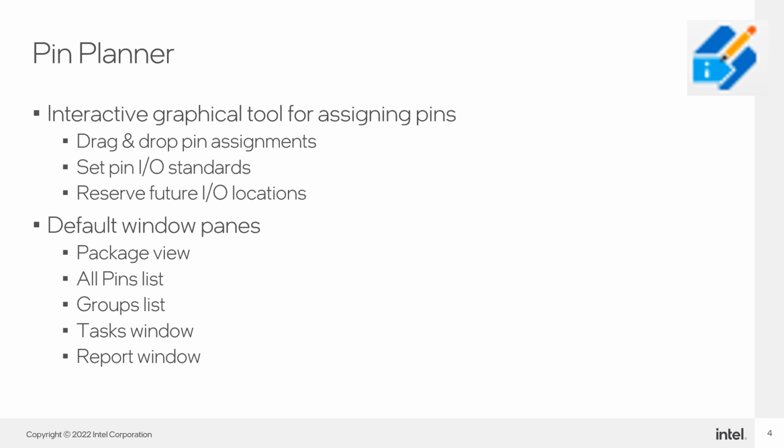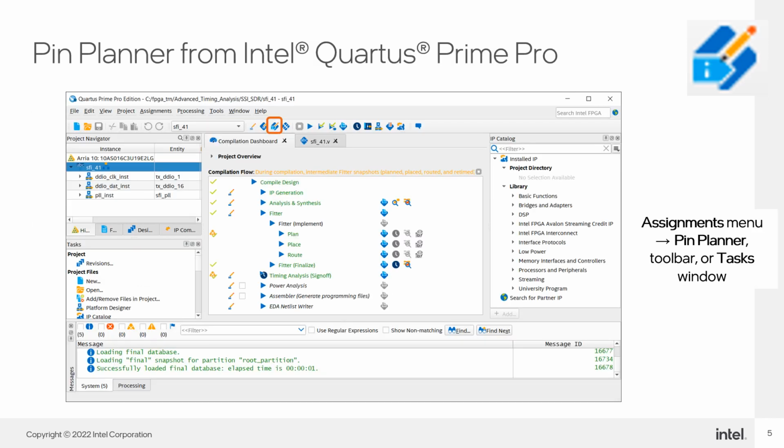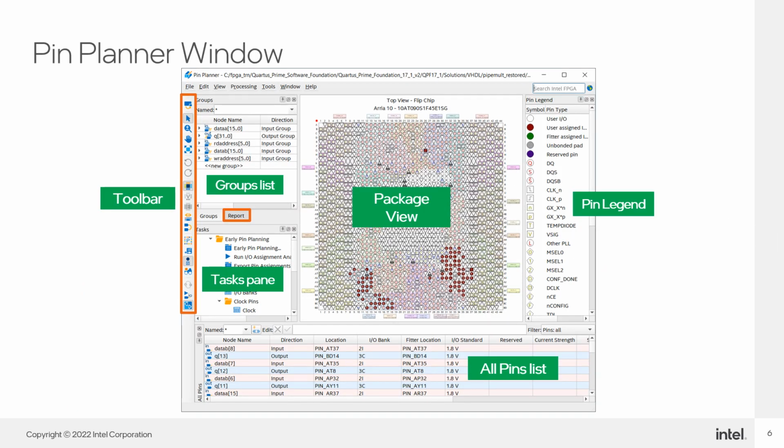The pin planner is open from the assignments menu, the toolbar, or the tasks window. The pin planner is made up of several default sections: the package view, the all pins list, the groups list, the tasks window, and the report window. To access Pin Planner from the software, you can click on the Pin Planner button in the main toolbar, use the Assignments pull-down menu and select Pin Planner, or you can navigate in the Tasks panel and launch Pin Planner from there. Here's what the Pin Planner looks like when you open it.